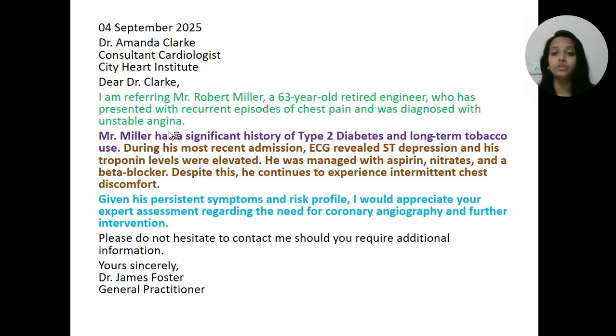Next, I went into the relevant medical history. So I have mentioned Mr. Miller has a significant history of type 2 diabetes and long-term tobacco use. So why did I choose those two? Because they are big risk factors for heart disease. I didn't bother mentioning, say, a knee replacement 15 years ago because that has zero impact here, isn't it? So this is the filtering skill OET examiners are checking. You know what matters and what doesn't.